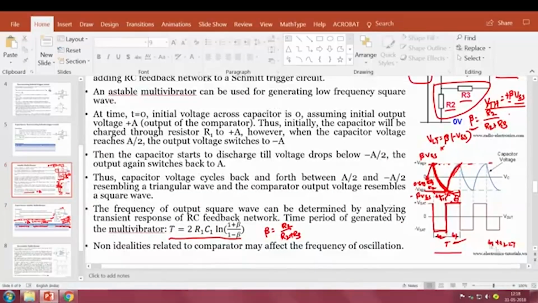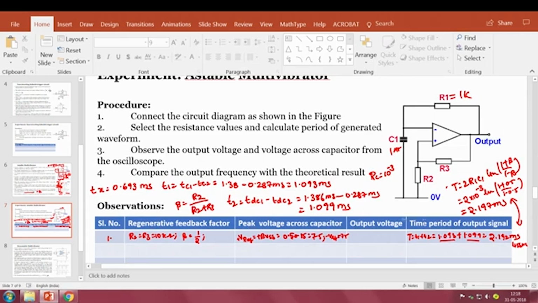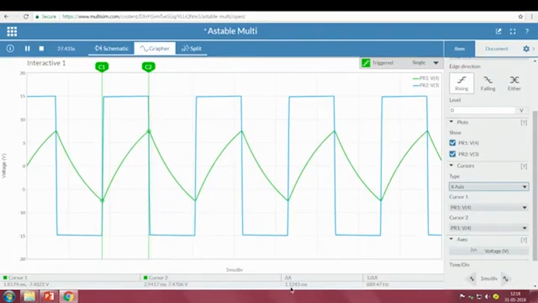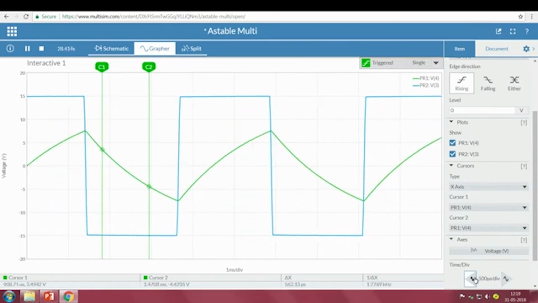What is T1? If you observe, this is T1, the time taken for the capacitor to charge from minus 7.5 to plus 7.5. How much did we get for T1? T1 we got as 1.093 milliseconds. See, 1.1243 millisecond, that deviation may be because of the values, or let me zoom in. Oh sorry, I have to do from here to here, 7.48.